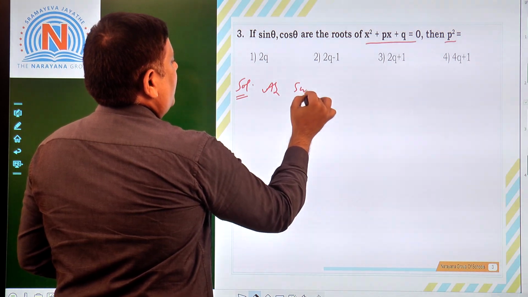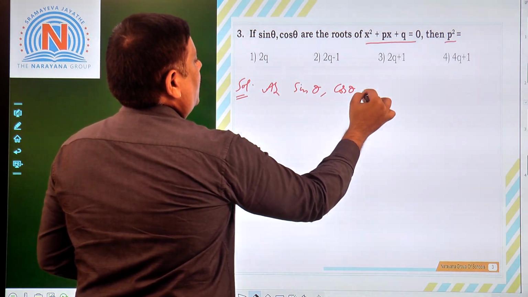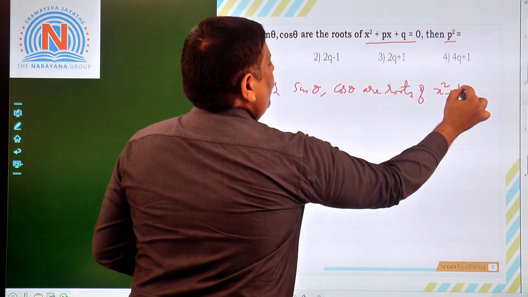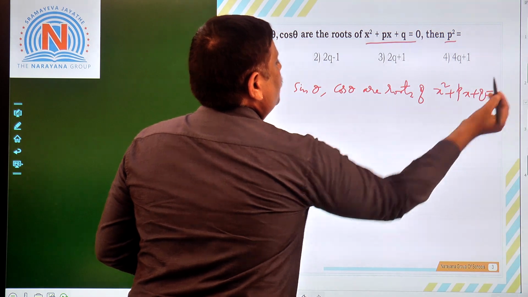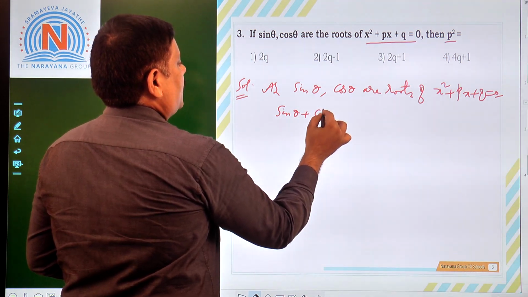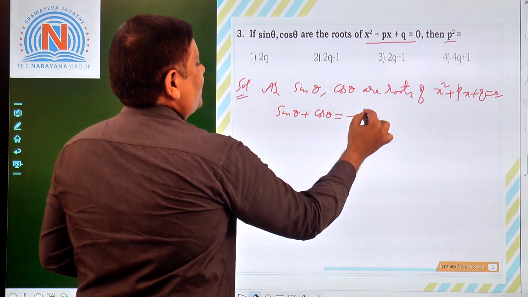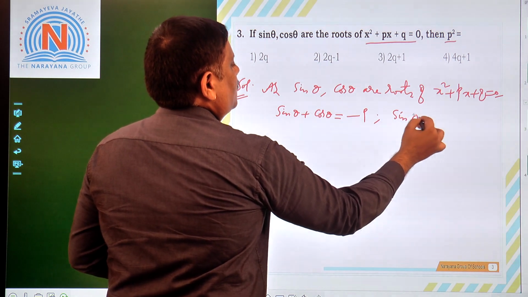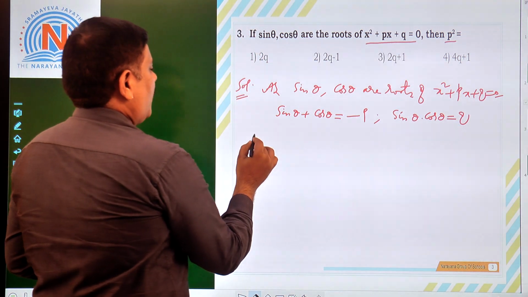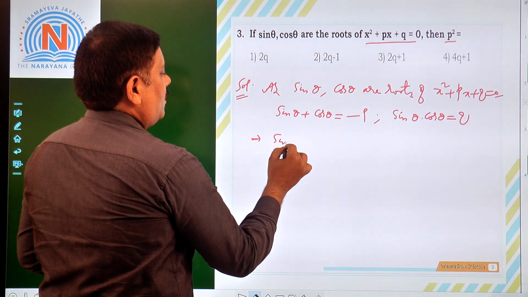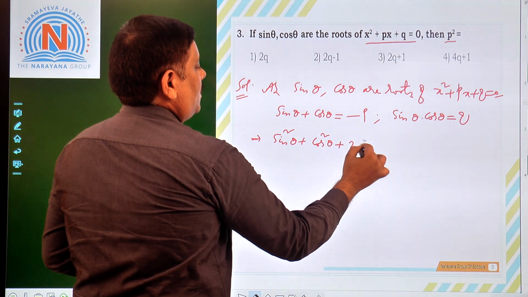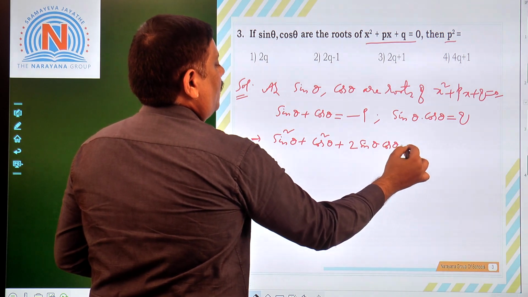As sin theta, comma, cos theta are roots of x square plus px plus q is equal to 0, that is a quadratic equation. Sum of the roots, that is sin theta plus cos theta, is going to be minus p, and we have product of the roots, that is sin theta into cos theta, equal to q. Now that implies, let us square on both the sides: sin square theta plus cos square theta plus 2 sin theta cos theta is equal to p square.